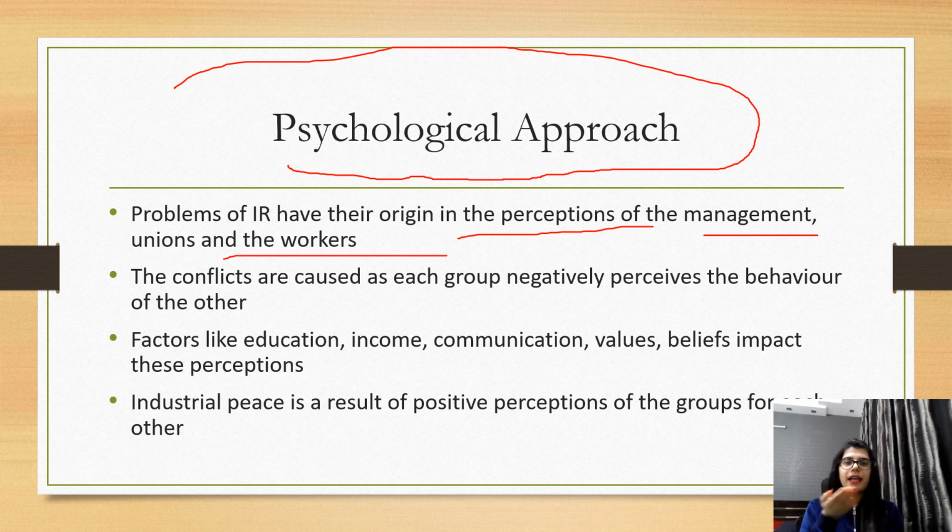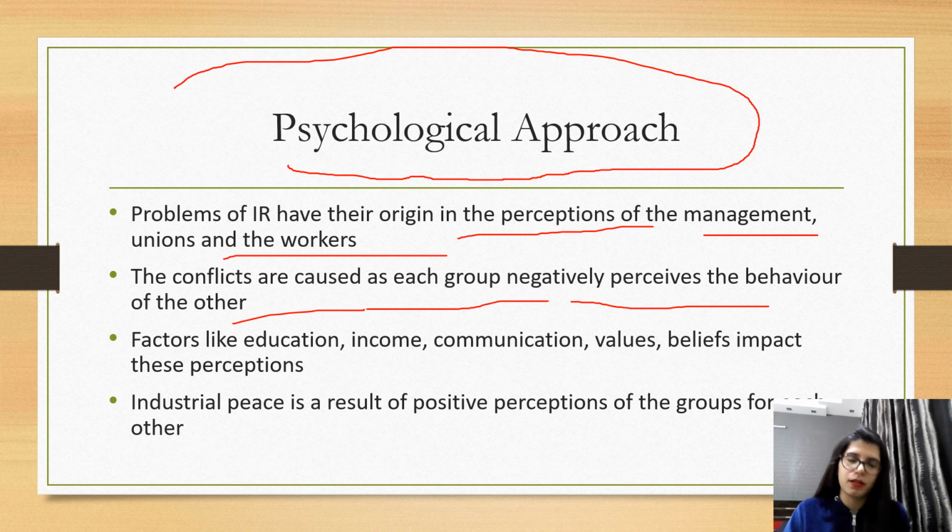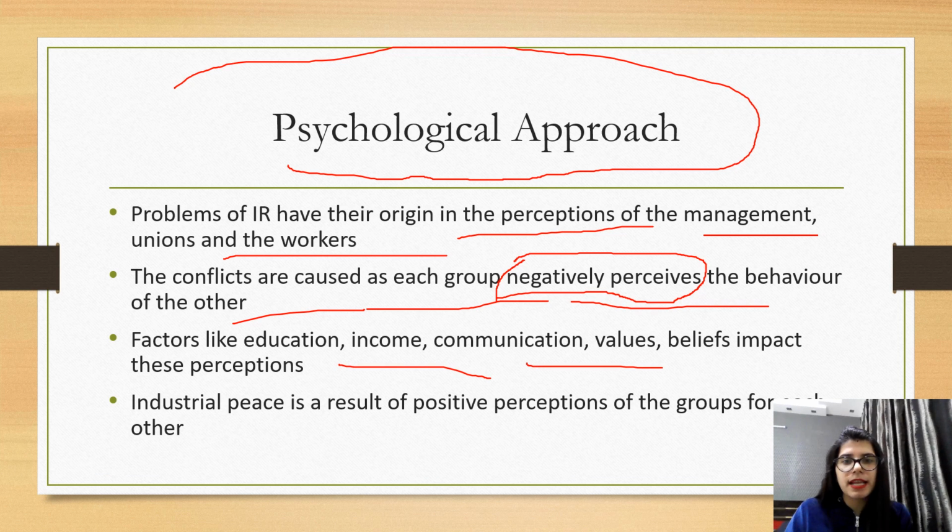अब देखिए, अगर गलत perceptions होगा एक दूसरे के बारे में तो obviously conflicts बढ़ेंगी, ठीक है. अगर perceptions थोड़े सही होंगे एक दूसरे के बारे में, अगर management के perceptions would be good for the workers, then obviously there would be no conflict. Or workers' perception would be good for the management, obviously there would be no conflicts, right? So the conflicts are caused as each group negatively perceives the behavior of the other. So obviously when you are negatively perceiving the behavior of each other, then it would lead to the arising of conflict. So factors like education, income, communication, values, beliefs impact these perceptions.